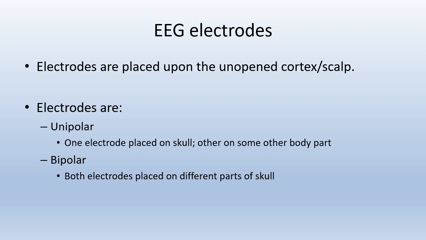These electrodes can be unipolar or they can be bipolar. Unipolar electrodes are placed, one electrode on the skull, the other on some other body part, and the voltage difference is recorded between the two. Then we can have bipolar electrodes, where both the electrodes are placed on different parts of the skull and the electric potential difference is recorded between the two.